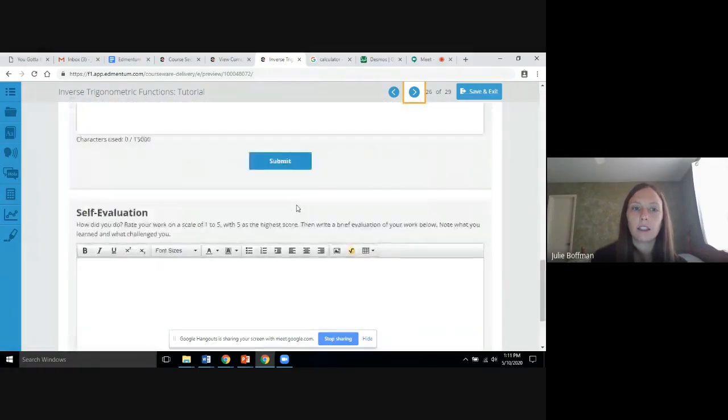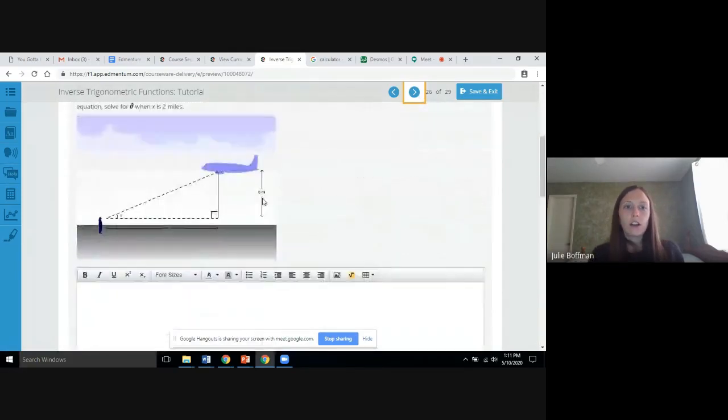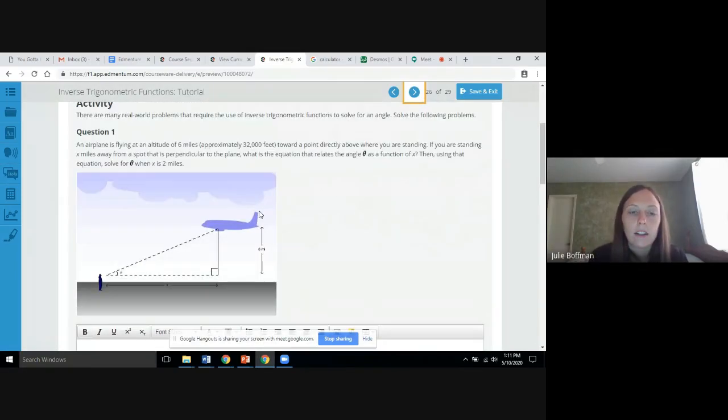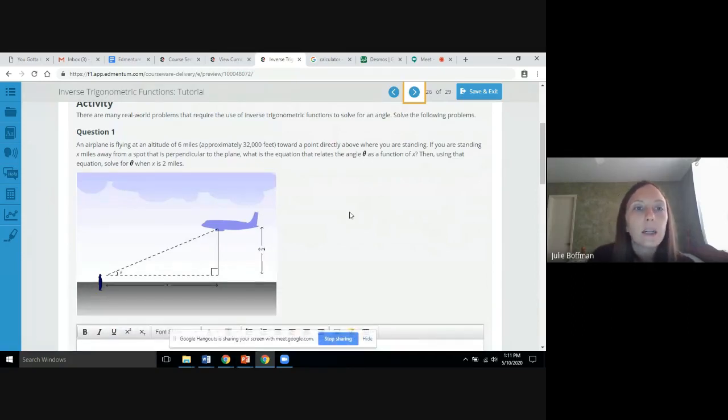Here's some problems. I think this is the last slide where we actually do something. I think I have these on my PowerPoint. Let's go ahead and read the first question and we'll see. It says an airplane is flying at an altitude of 6 miles toward a point directly above where you're standing. If you're standing X miles away from the spot that is perpendicular to the plane, what's the equation that relates to the angle theta as a function of X? Then use the equation to solve for theta when X is 2 miles.